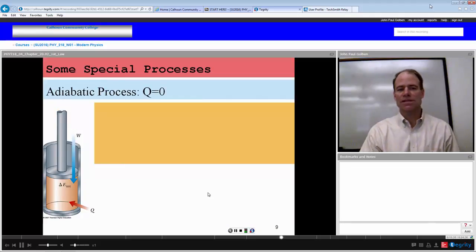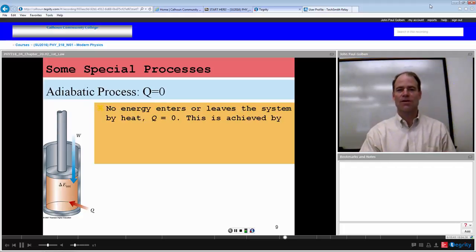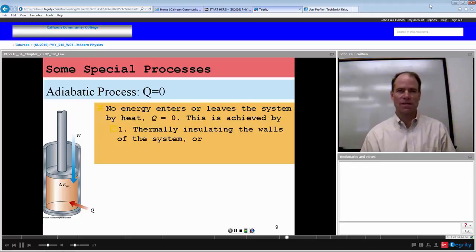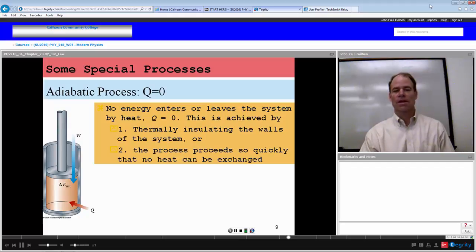Here's a special process, the adiabatic process, which we hinted on before, means that we have an isolated system in such a way that no heat is added to the system as we go through our process. No energy enters or leaves the system by heat. This can be achieved by thermally insulating the walls of the system so well that heat can't be exchanged, or by doing the process so quickly that heat doesn't have a chance to be exchanged. And oftentimes that's the way the adiabatic process works. We do it so quickly that we don't have a chance for exchange and equilibrium to take place between the system and the environment outside.